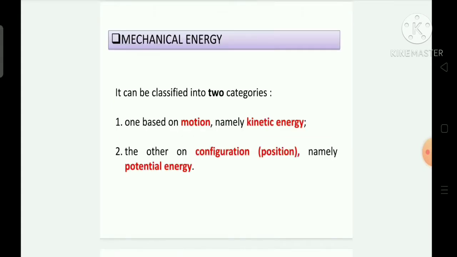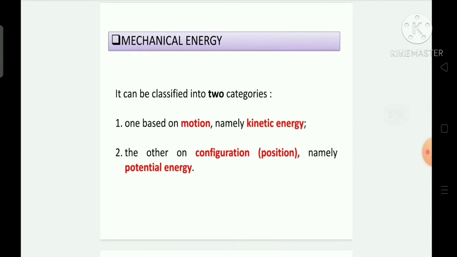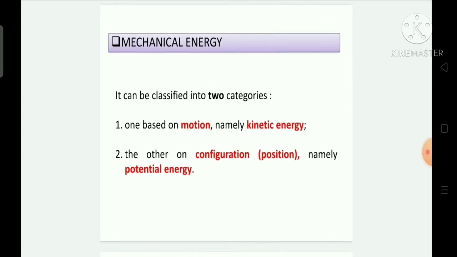Mechanical energy is classified into two categories. The first is based on motion, and that energy is known as kinetic energy. The other is based on the configuration or position of the body, and that is known as potential energy.